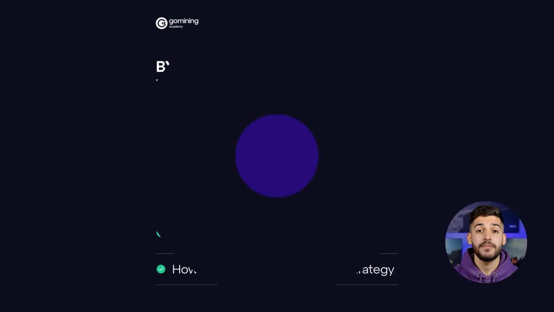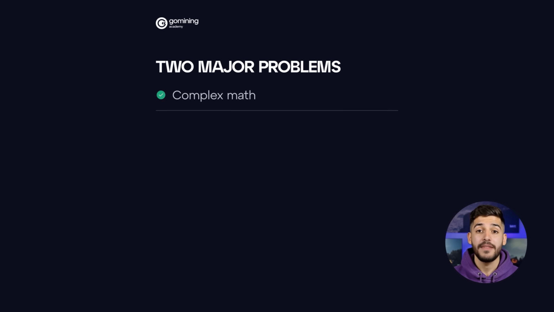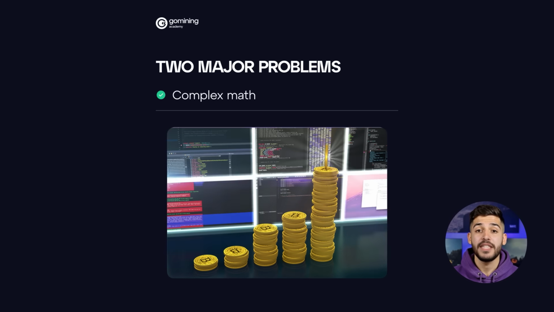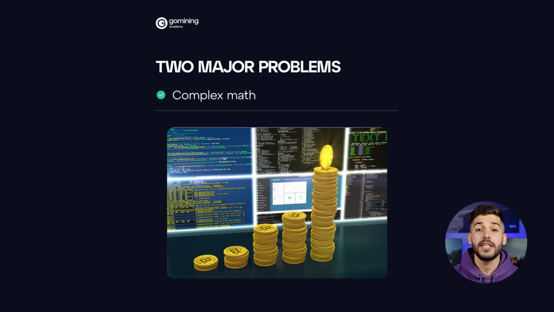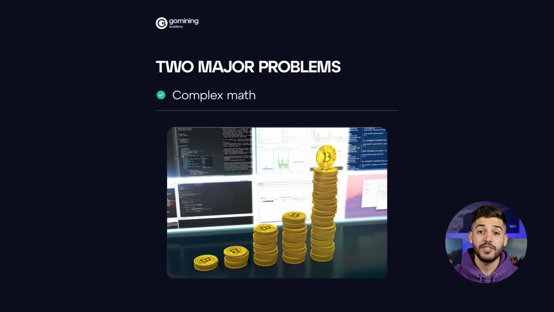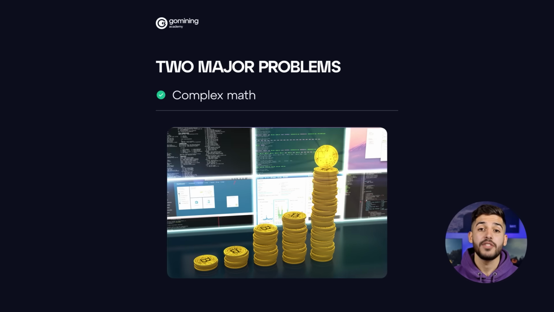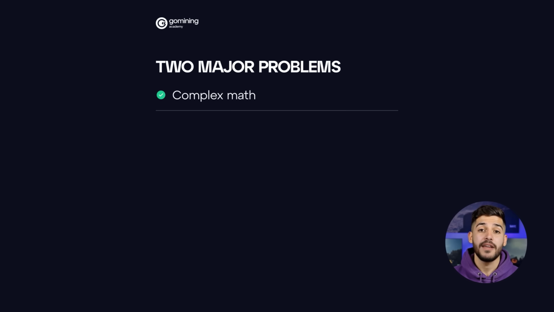Let's zoom in. In the traditional paradigm, return on investment, also known as ROI, feels almost impossible to calculate, as miners face two major problems. The first problem is complex math. Calculating rewards meant understanding hash rates, block rewards, network difficulty, and energy usage. For most beginners, that was overwhelming. For most advanced miners, it still took multiple hours of calculations.